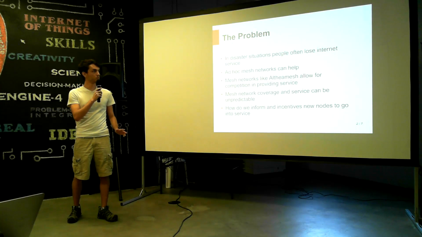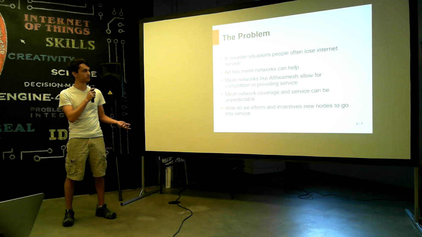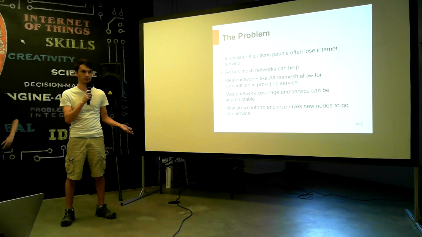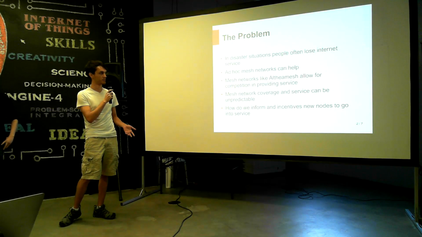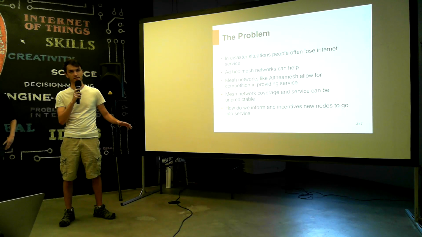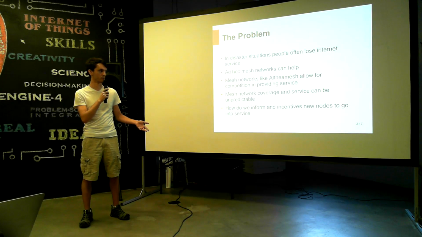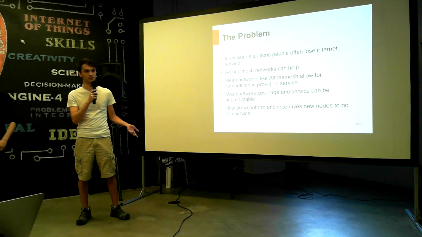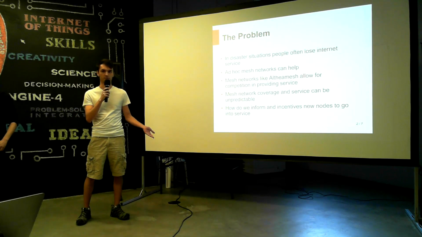So the problem, we focused on disaster relief as well as network improvement. In disaster situations, people often lose internet service. Mesh networks can often help with that, where the traditional grid may go down, people may have batteries, and wireless communication is pretty available to set up by anyone. We looked into Althea's incentive system to help us come up with our idea, and that incentivized bandwidth providing allows for competition in the space, so there's reward for helping out. Mesh network coverage can often be unpredictable, especially as the technology is so new right now. It can also be hard to start up and know where the spots are that you could get service for now.